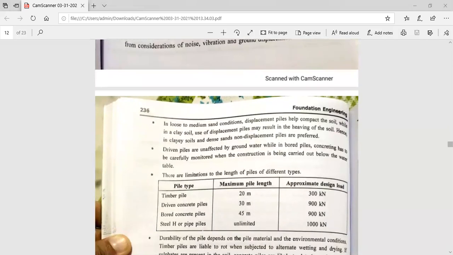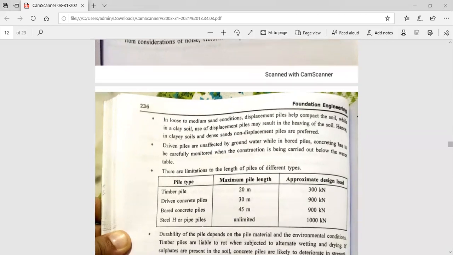In case of loose to medium sand conditions, displacement piles help compact the soil, while in clay soil, use of displacement piles may result in heaving of the soil. So that's why for clay soils and dense sand, non-displacement piles are preferred. Driven piles are unaffected by the groundwater, while in a bored pile, concreting has to be carefully monitored when the construction is being carried out below the water table, right?